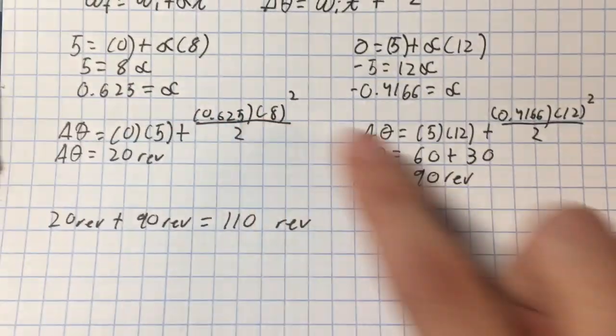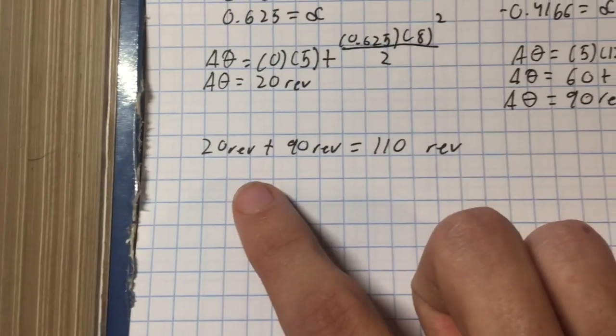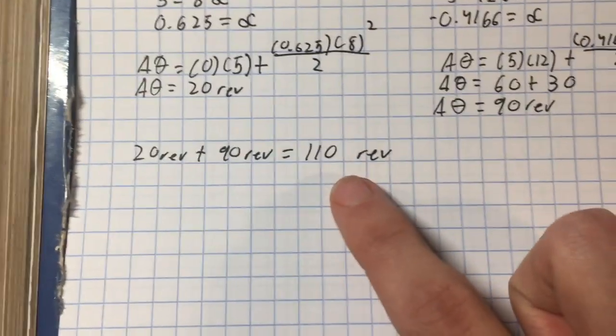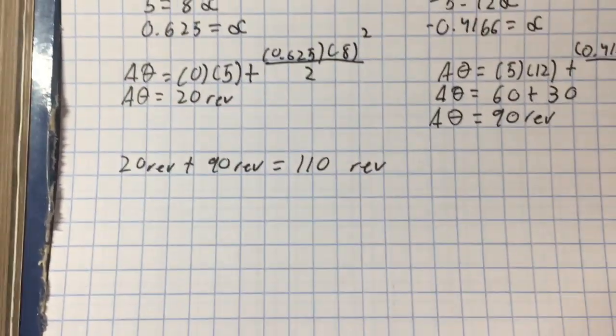And then you get the sum of both, and you get 20 revolutions plus 90 revolutions is equal to 110 revolutions in total. And that's the answer.